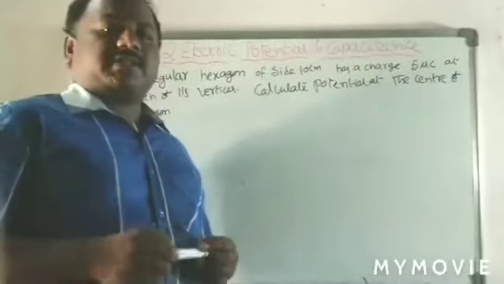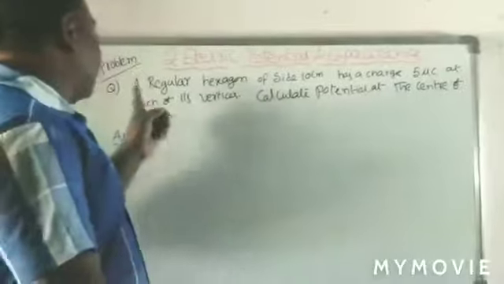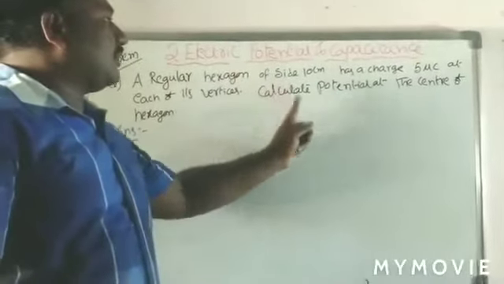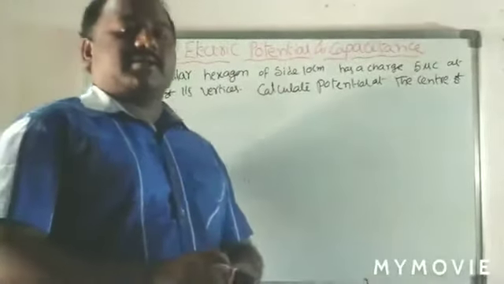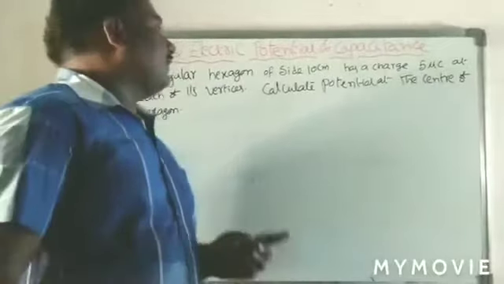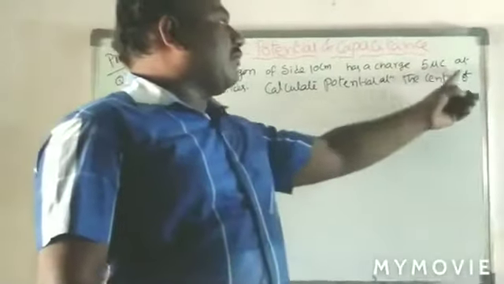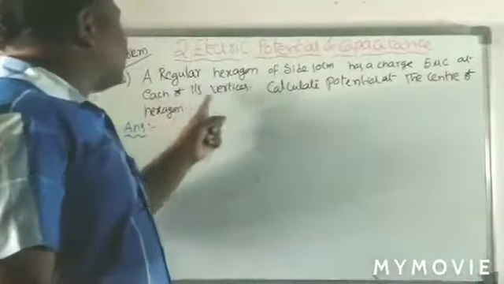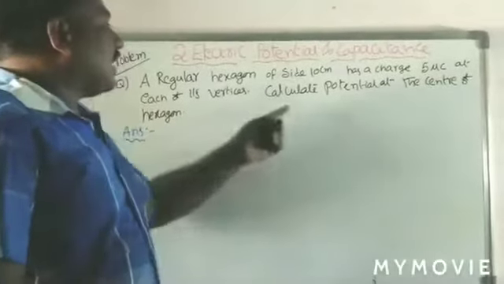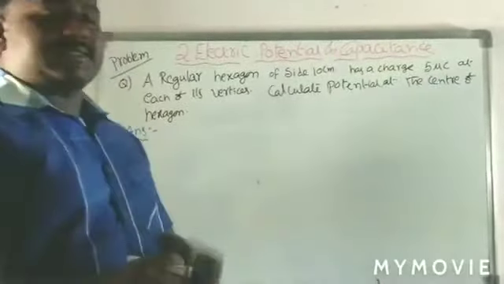See the last problem for this session. There is a regular hexagon of side 10 centimeter. Hexagon means a total of 6 sides will be there. It has a charge of 5 microcoulomb at each of its vertices. Calculate the potential at the center of the hexagon.